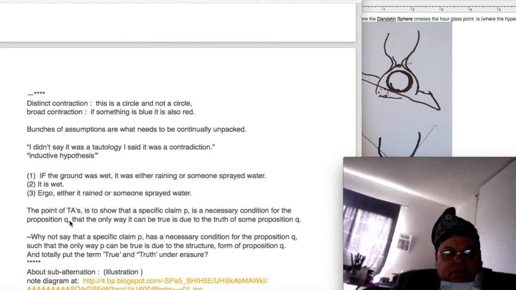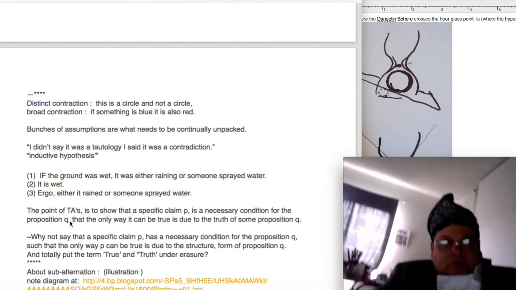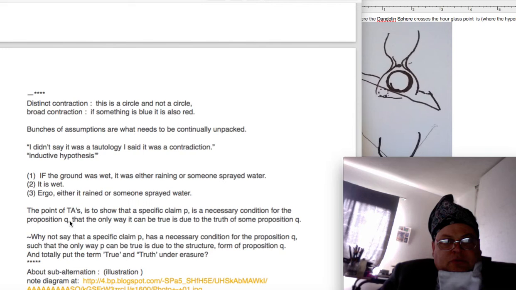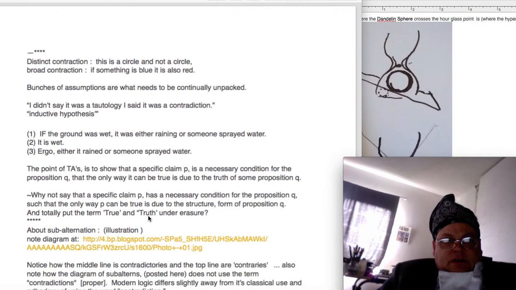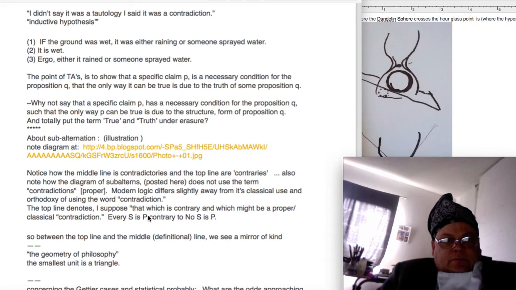Distinct contradiction. This is a circle and not a circle. Broad contradiction. If something is blue, it is also red. Bunches of assumptions are what needs to be continually unpacked. I didn't say it was a tautology, I said it was a contradiction. Inductive hypothesis. 1. If the ground was wet, it was either raining or someone sprayed water. Number 2, it is wet. Number 3, ergo, either it rained or someone sprayed water.